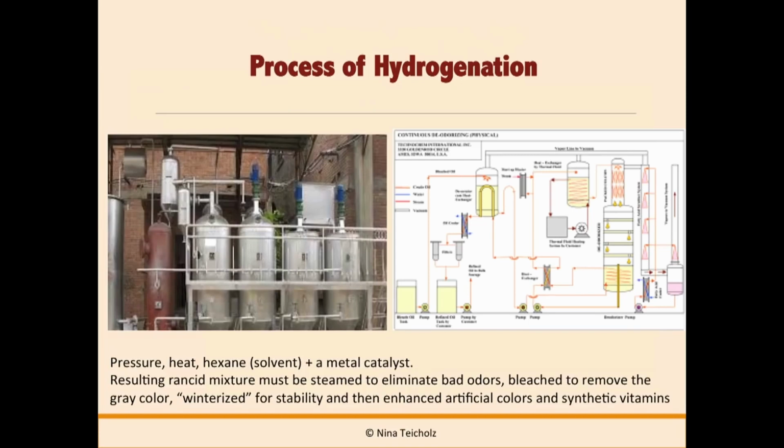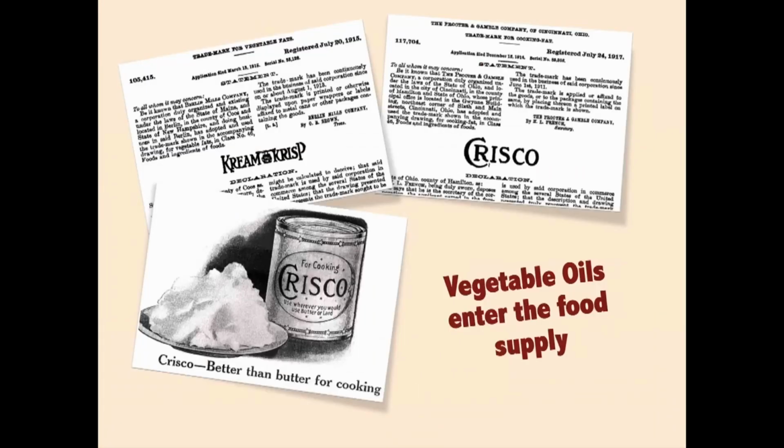There's just floors and floors of machinery, and they use metal catalyst and the hexane solvent, and then they go through this incredibly long process, because really when you take seeds or beans and you press them, what comes out is this rancid gray liquid, and then you have to make that palatable. So you have to deodorize it and winterize it so it's stable, and you have to go through all these steps. That process is what allowed vegetable oils to come into the food supply.